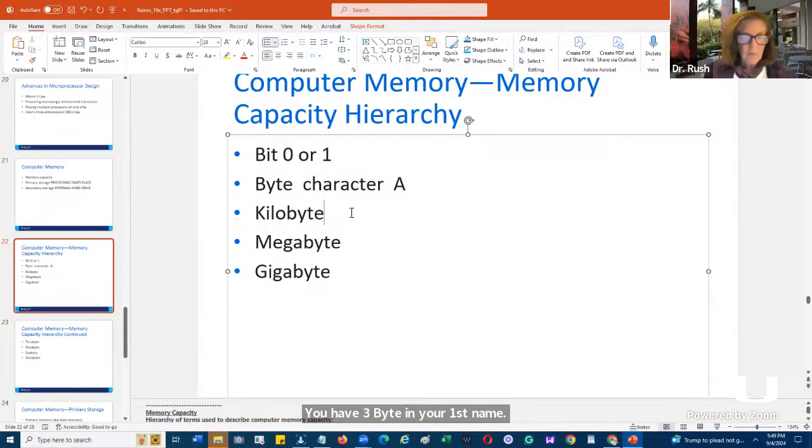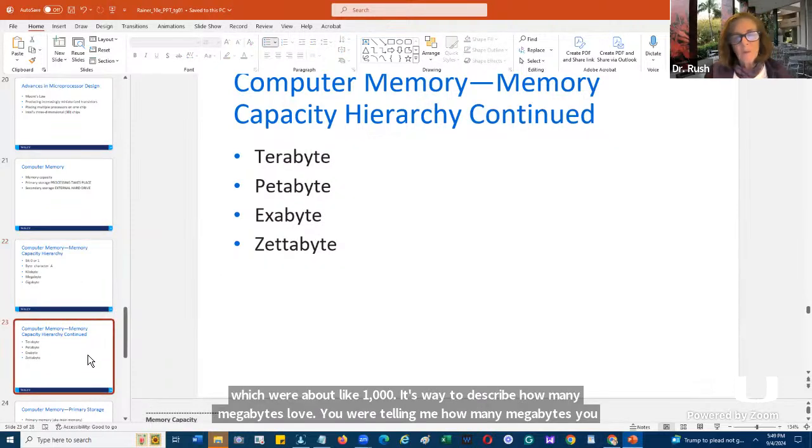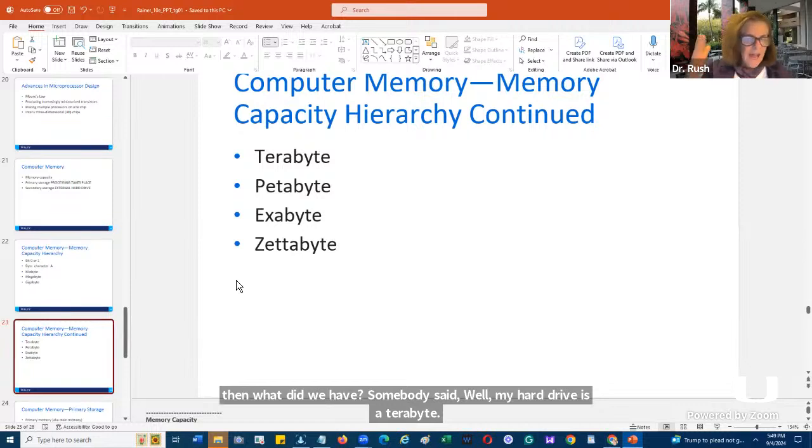And then you have kilobytes, which are about 1,000. It's a way to describe how many megabytes. Remember, a lot of you are telling me how many megabytes you have, how many gigabytes you have. And then what do we have? Somebody said, well, my hard drive is a terabyte. It's larger than gigabytes. And then, of course, it's petabytes, exabytes.